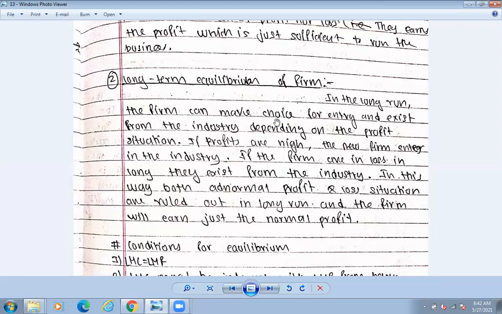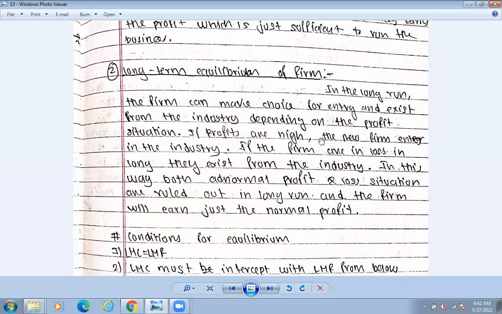selling the same thing. What is new in you? There is nothing new in you. That means your profit, how much will it be? Only normal profit. There is no abnormal profit, there is no loss, there is a normal profit. Maximum there is a normal profit in your business. So in the long run the firm can make the choice for entry and exit from the industries depending upon the profit situation. So if the profits are high the new firm enters in the market; if it is profitable, they make entry into the industry. If there is a loss then they will go away.